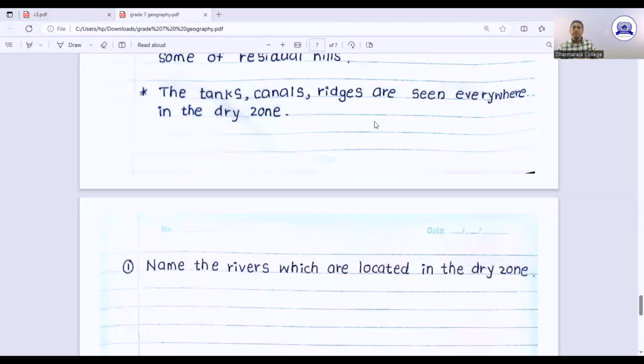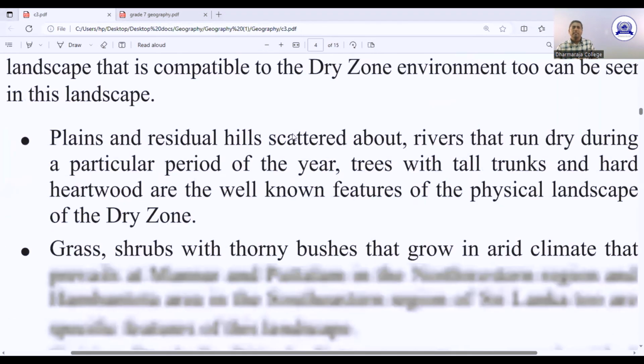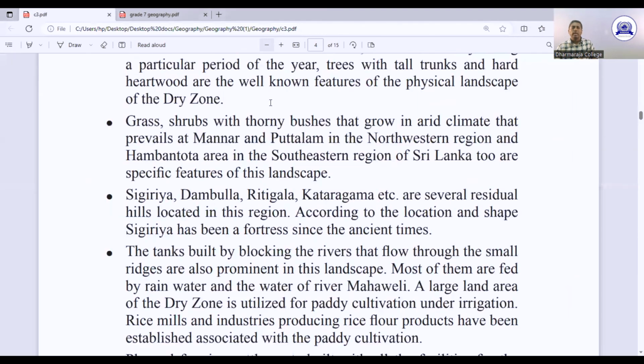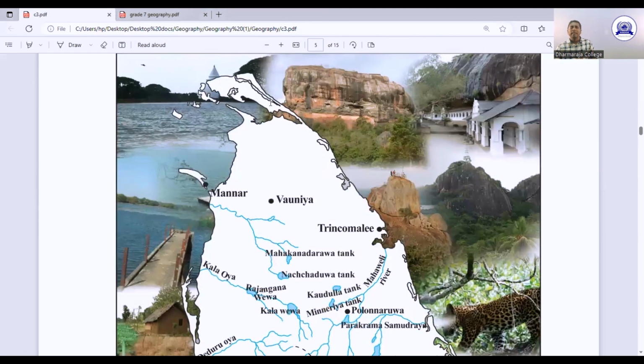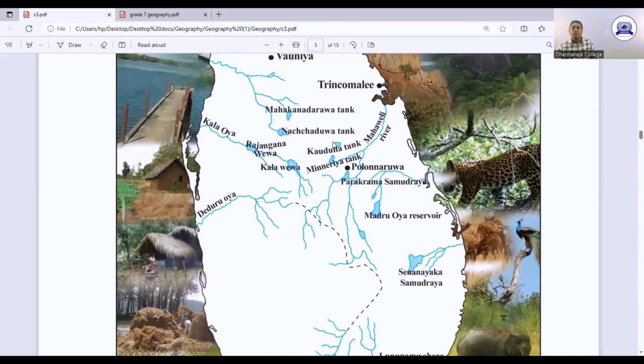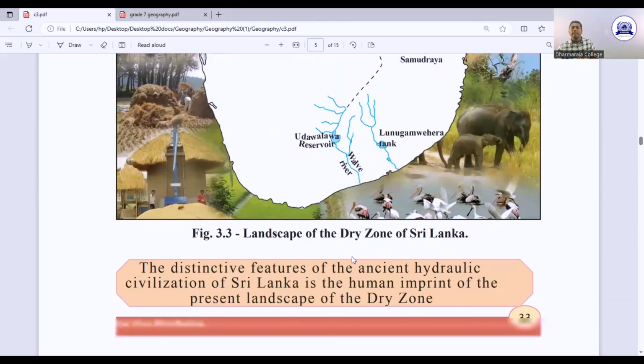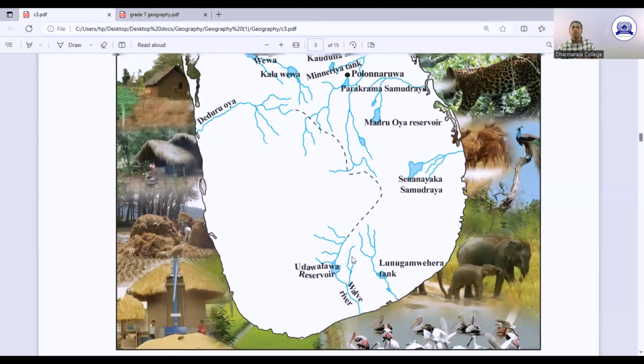Then, my dear children, I am going to show you the rivers of those areas. They are very interesting and you can get a small understanding about the rivers of the dry zone. Here you can see a number of rivers, namely Deduru Oya, Kala Oya, and the Mahaweli River. Okay, so you can name them. These are very important for your knowledge.